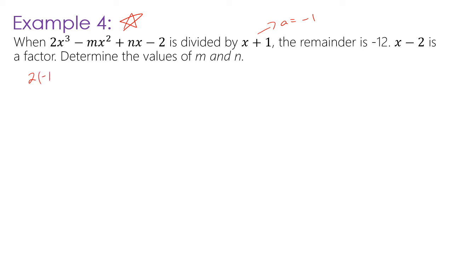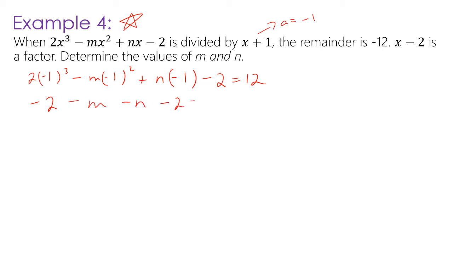So 2 times negative 1 cubed minus m times negative 1 squared plus n times negative 1 minus 2. That whole thing equals negative 12. Do some math. Negative 1 cubed is negative 1, times 2 is negative 2. Negative 1 squared is positive 1, so that's negative m minus n minus 2 equals negative 12. Bring over those two negative 2's, become positive 2's.